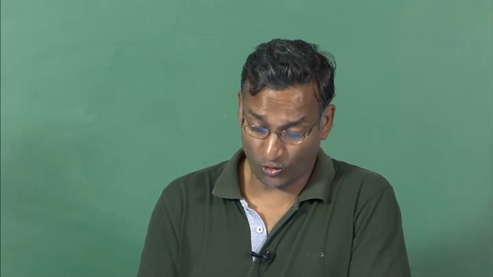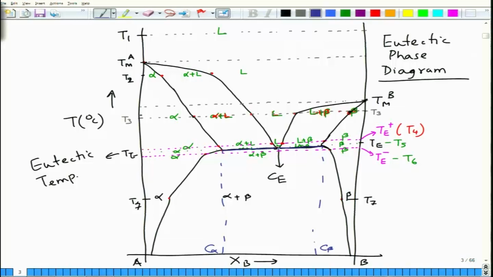So at this point your three phases coexist together, whereas in the other regions you can see that in this region the liquid phase exists, in this region the alpha phase exists, in this region the beta phase. So there are three single phase regions and then there are three two phase regions. This is the region between alpha plus liquid, this is the region between liquid and beta, which is liquid plus beta, and the region between two solid phases, alpha plus beta.